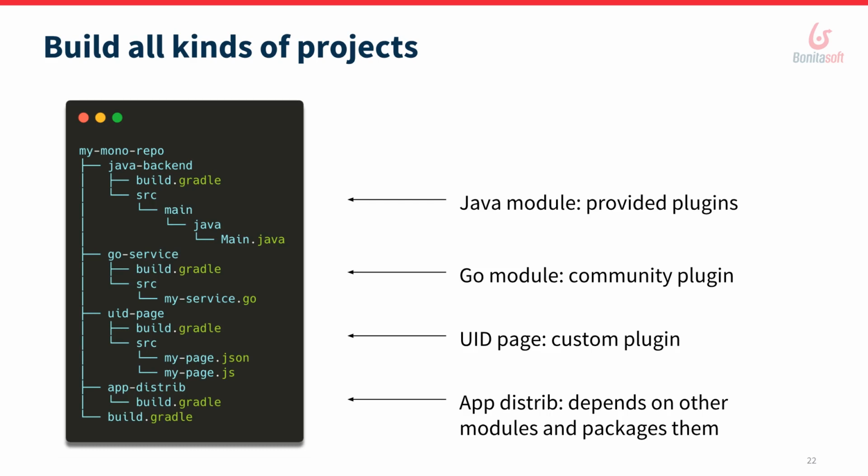In this example monorepo, we have a Java backend, a Go service, a UI page, and a distribution that zips everything into a single zip file. We'll use this example to demonstrate the benefit of Gradle.